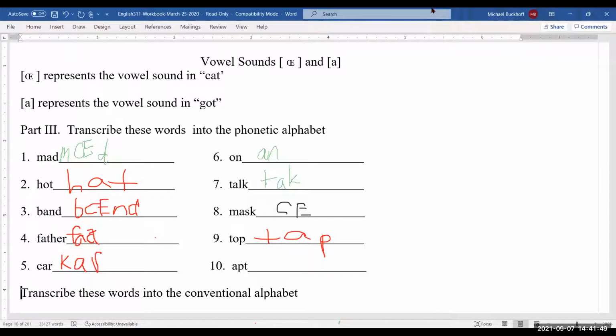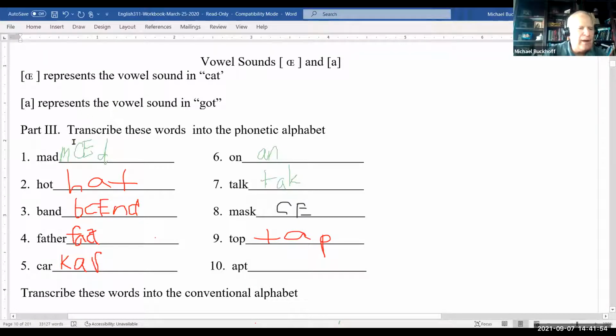Let's see what it looks like. Okay, let's go over these and we'll check that one. So we have mad, we have hot, we have band, we have fav, and then we have father. So the syllabic R finishes it. Good. Then we have car, on, talk, or talk.